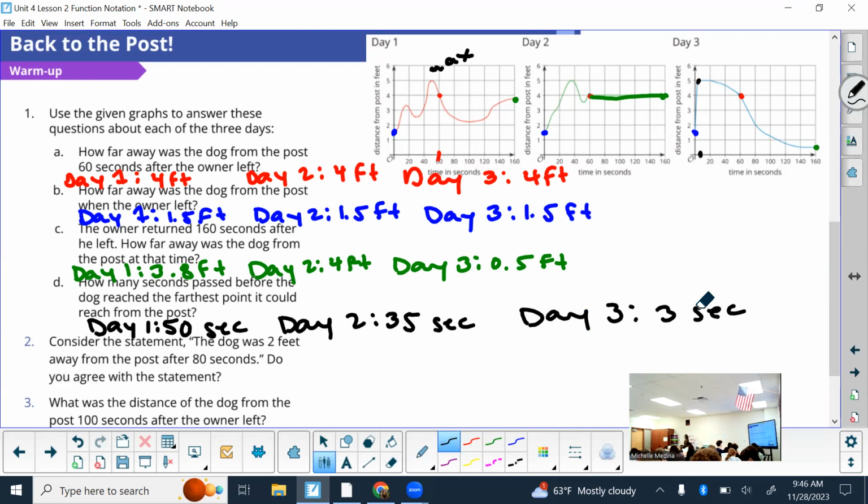So questions on that activity? All right, knowing how to read a graph and interpret it in a real-world situation is a skill. That's actually one of our learning targets, so we've already met that. So here's the next part. I'm going to ask table 6. Consider the statement: the dog was 2 feet away from the post after 80 seconds. Do you agree with that statement?